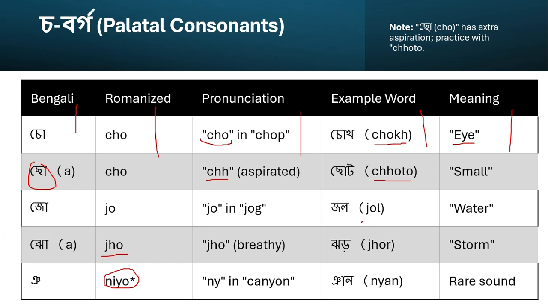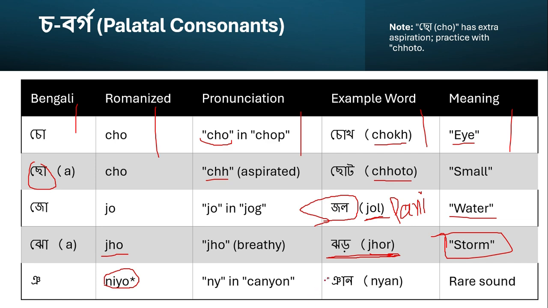It is jol. Jol means water. Yes, in Bangladesh we use it as pani. It is called pani. Yes, that's it. Perfect. And next one is chor. Yes. Jol, chor. It means stove in English.